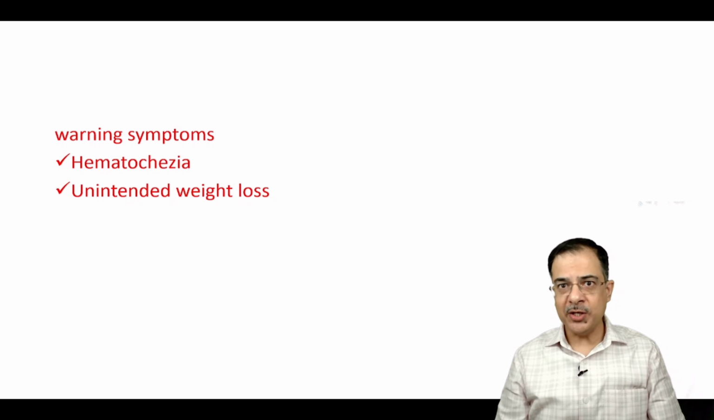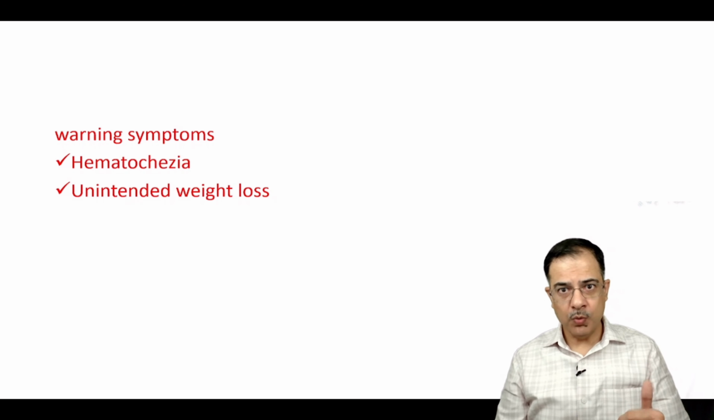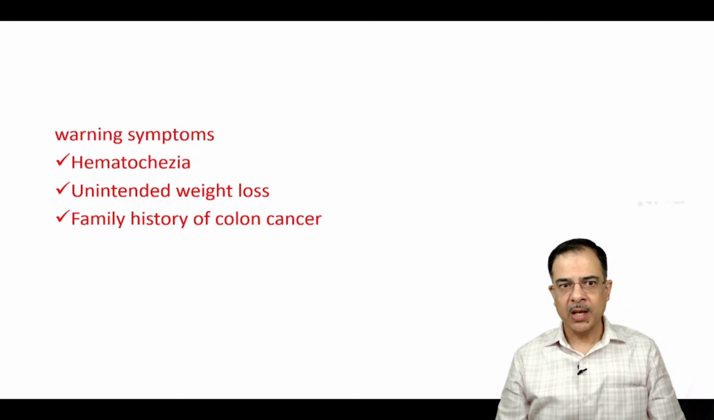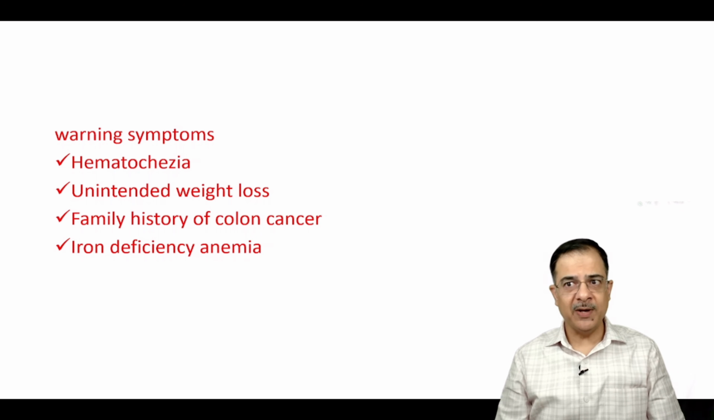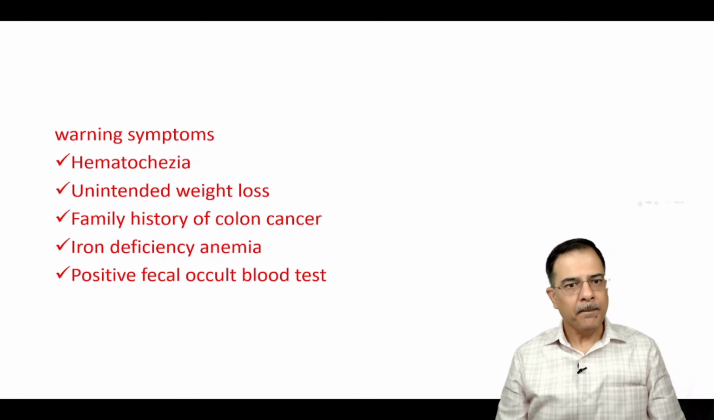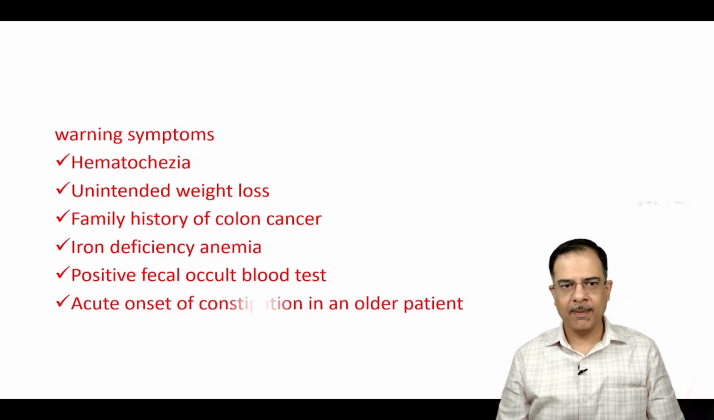If there is unintentional weight loss, like more than 4.5 kg, it goes in favor of malignancy. Family history of colonic cancer, iron deficiency anemia that the patient has developed without any obvious reason. Positive occult blood in the stools. Acute onset of constipation in older patients.